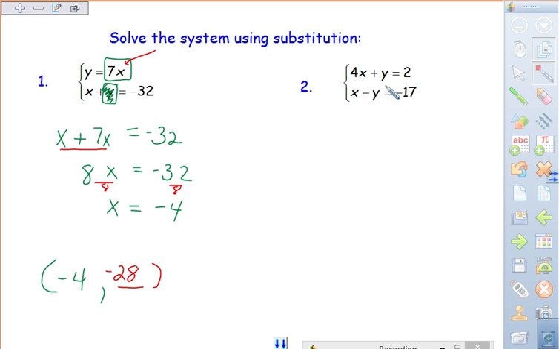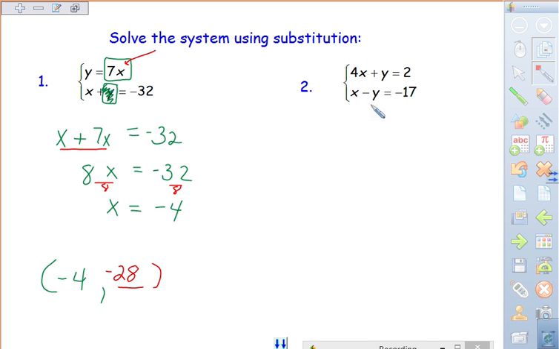Number 2 is a little bit harder just because we don't have a variable isolated, whereas in number 1 we knew what y was, 7x. Down here, this is in standard form, so we have to find the variable that's easier to solve for. Up top, if I solved for y, I would have to subtract 4x.